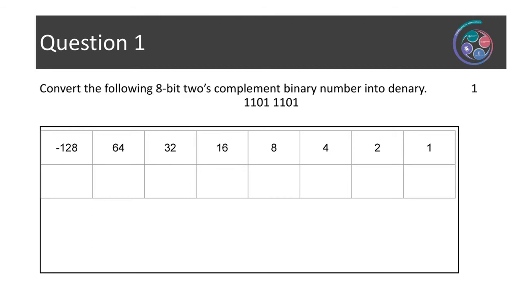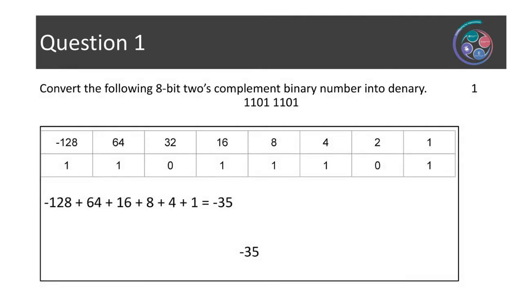So the largest number that it can represent when it's 8-bit is 127, and its smallest number is negative 128. So I would start off with the table there, putting the numbers into their corresponding columns, and that would let me see that I have 1 minus 128, plus a 64, plus a 16, plus an 8, plus a 4, plus a 1. And when I complete that maths, that gives me negative 35.